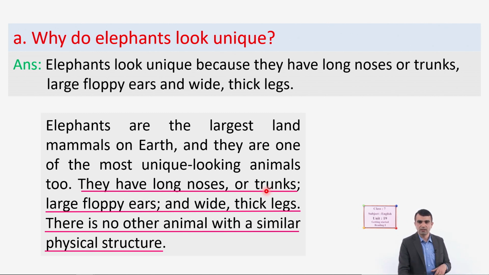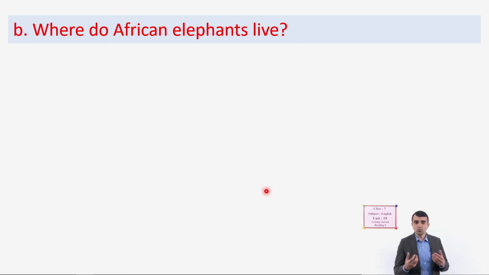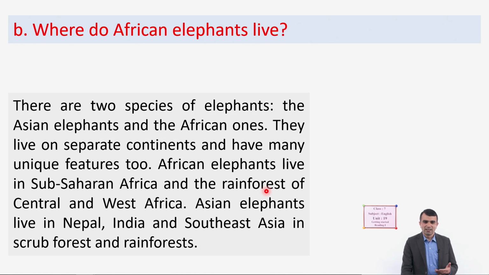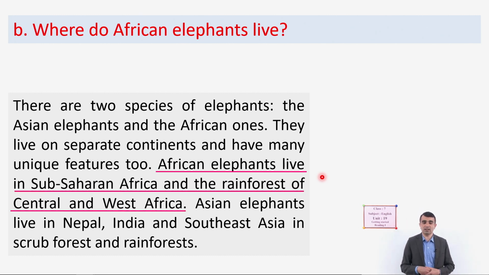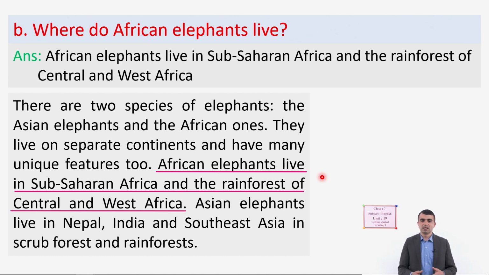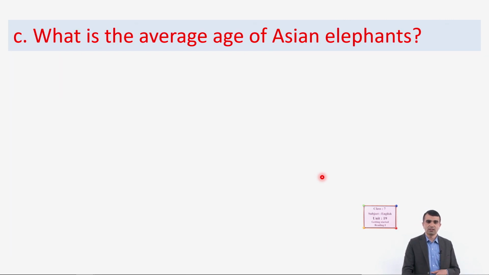Okay? Next, where do African elephants live? Where do they live? You can find it easily. Well, African elephants live in sub-Saharan Africa and the rainforest of Central and West Africa. Is it? Good. You can find it in the book. So, your answer can be African elephants live in sub-Saharan Africa and the rainforest of Central and West Africa. Good.